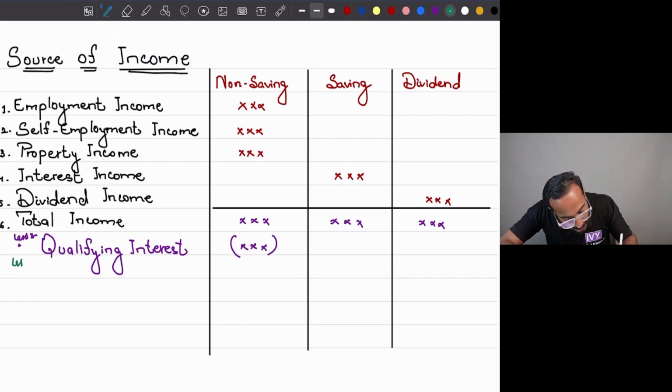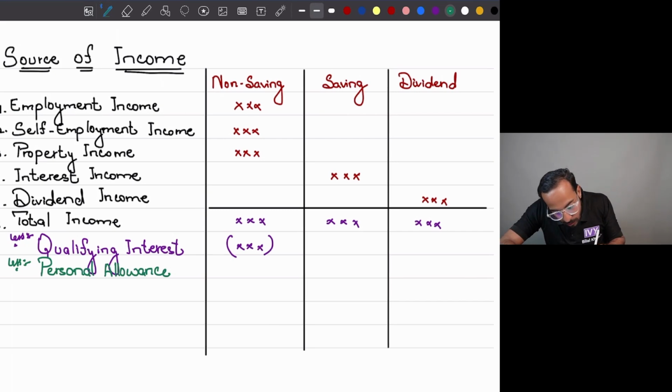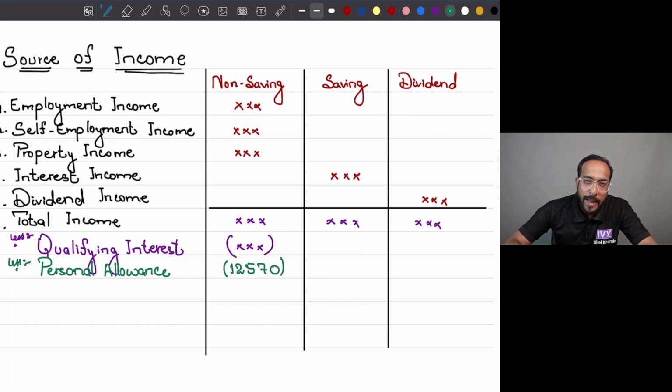Now you need to less one more thing, that is personal allowance. What do you mean by personal allowance? This term I will be using throughout the course outline. You need to be very focused about the personal allowance. The basic, the mostly used limit of the personal allowance is 12,570. Now, sir, can you tell me what is personal allowance? Very simple thing. Let me explain to you.